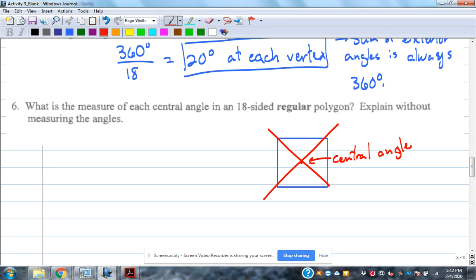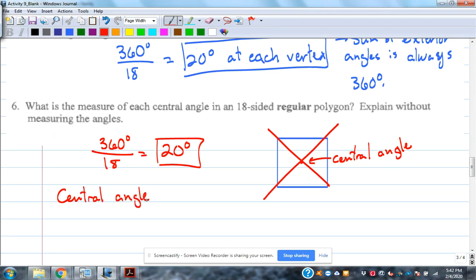So for us, in an 18-sided regular figure, you're going to be 360 degrees divided by 18 again, which is 20 degrees. Central angles add to be 360 degrees, always. So those central angles are right in the center of that thing. Okay. All right.